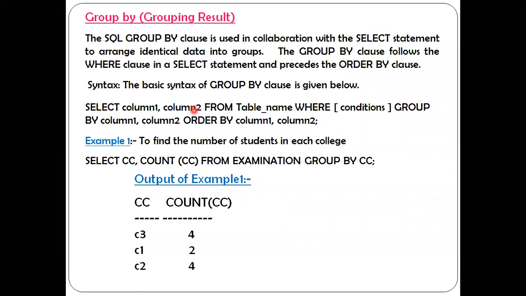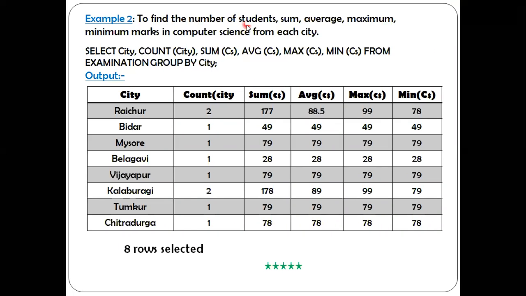Now, that is the same output I got here. In C3 college, 4 students. In C1 college, 2 students. And in C2 college, 4 students. Total how many? 4 plus 2 is 6. 6 plus 4 is 10. That is the 10 records we have. Okay, so again, with the same table, when we use group by class, it will display on the basis of alphabetical order. Okay, have a look at this.